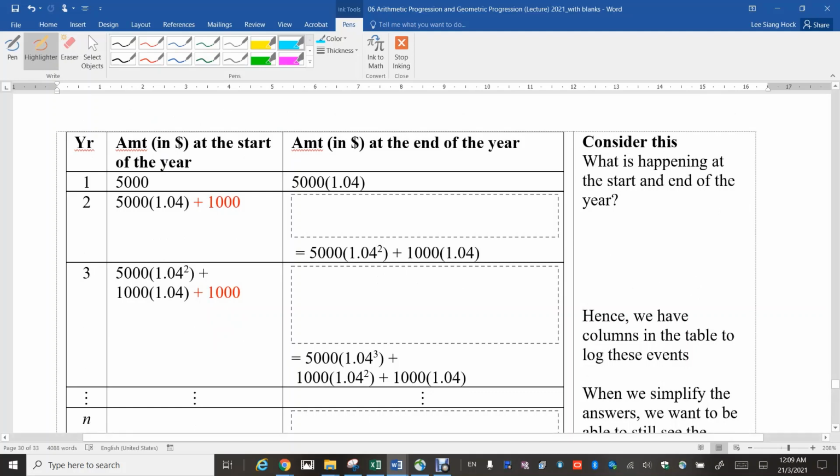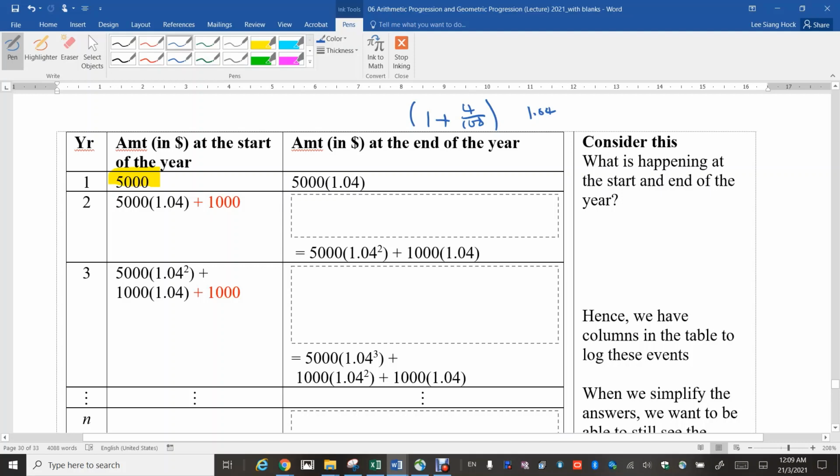So beginning of the year, he puts in $5,000. So this is the initial $5,000. And end of the year, of course, with 4% interest, you'll be 1 plus 0.04, right? Students like to write this as 1 plus 4 over 100. Don't do that, then you end up with something very complicated. This is just 1.04. Just use 1.04. So 5,000 times 1.04.